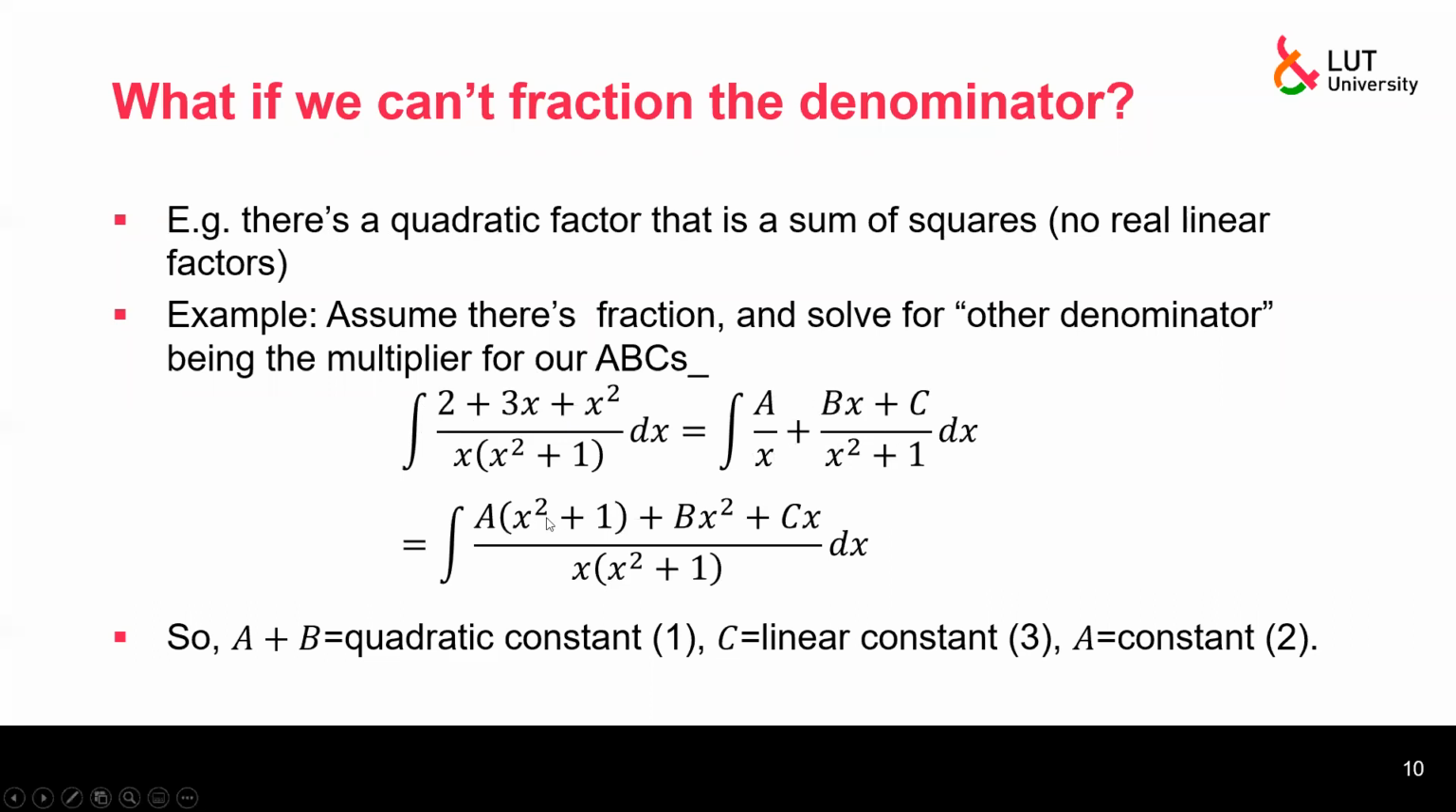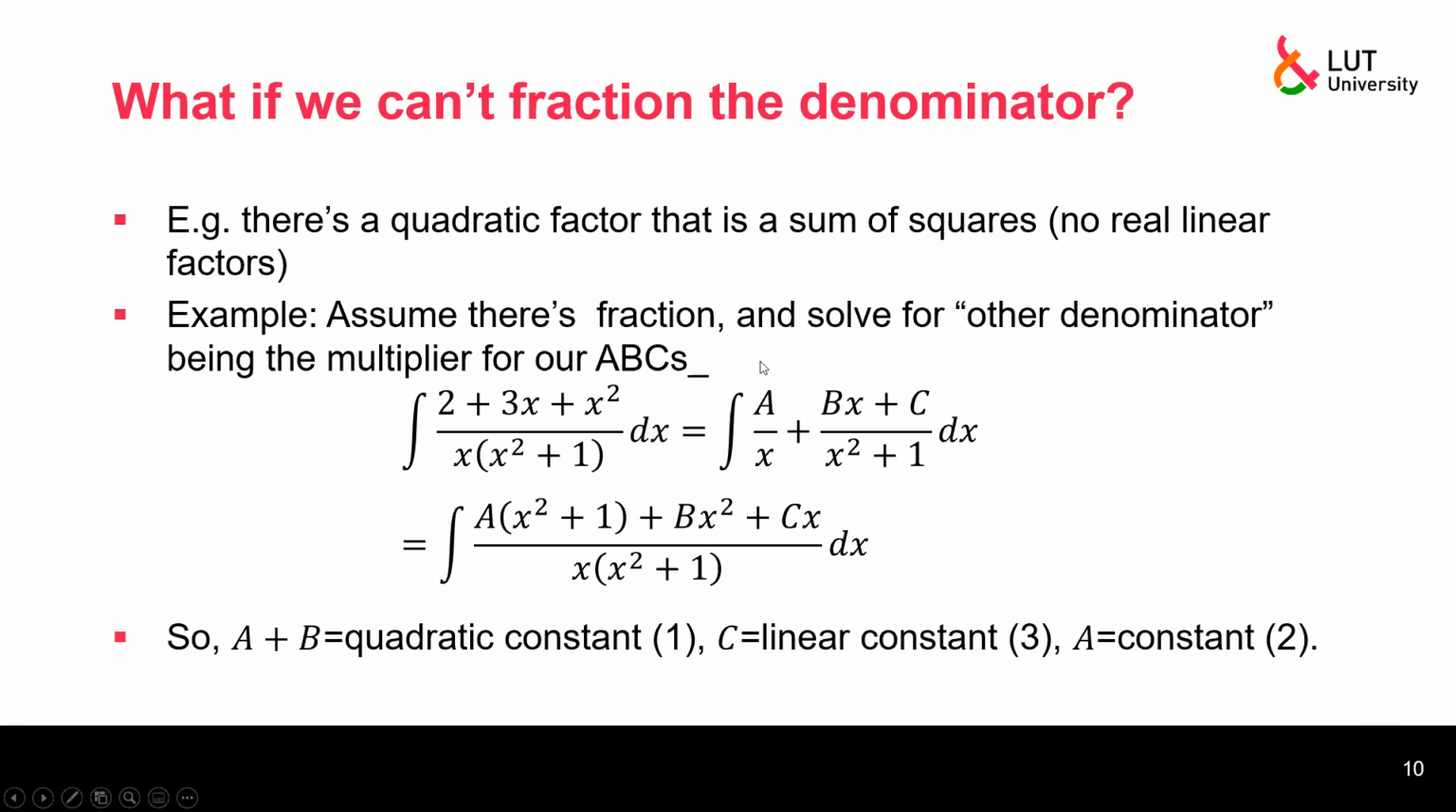We can here see that the quadratic term appears in a and b. So a plus b must be equal to 1 because the multiplier for the quadratic term, x squared, is 1. And then c must be the linear constant because we have x times c here. There are no other linear parts, so we can solve this system. It is also a system of equations. So c must be 3.